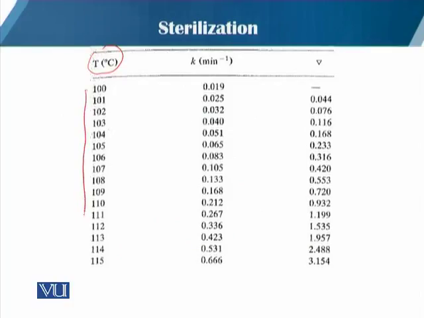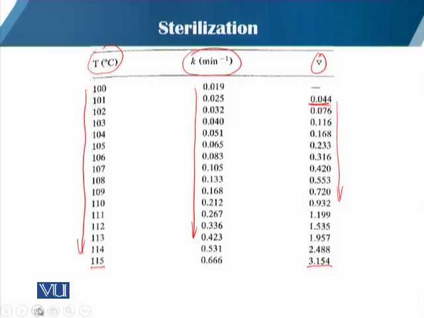In this table we can see the temperature. As we increase the temperature from 100 to 130 in steps of 1 degree, the specific death rate is 0.019, and then 0.025, 0.032, 0.04 and so on. When we calculate the Del factor, there is also a gradual increase in the Del factors. If we go from 100 degrees Celsius to 115 degrees Celsius, the specific death rate rises from 0.019 to 0.666. As concerns the Del factors, you can see here 0.044 in the case of 101 and 3.154 in the case of 115.